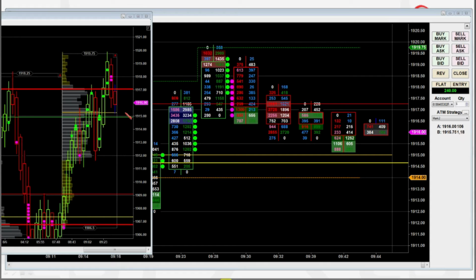And remember I said I would look to get back in right here at VPOC. I still don't like this print, but that's where I'd look to. I'd look for a tag of VPOC and get back in there.